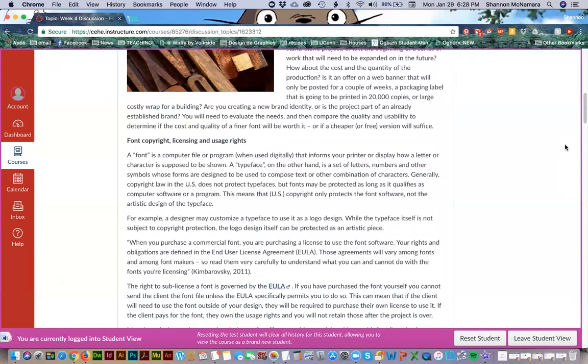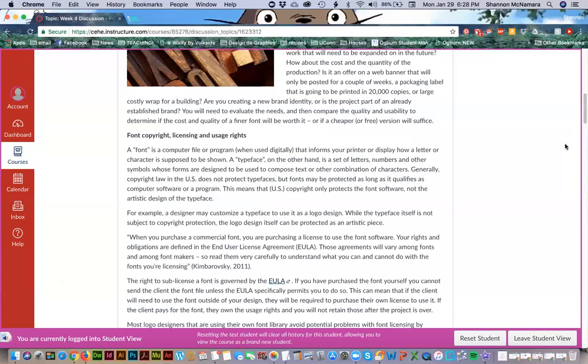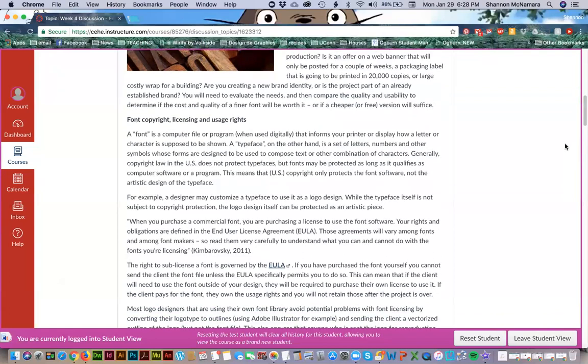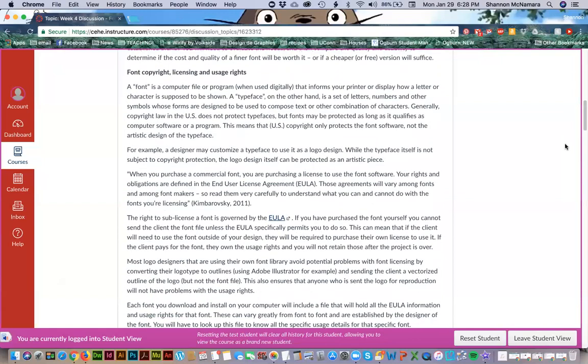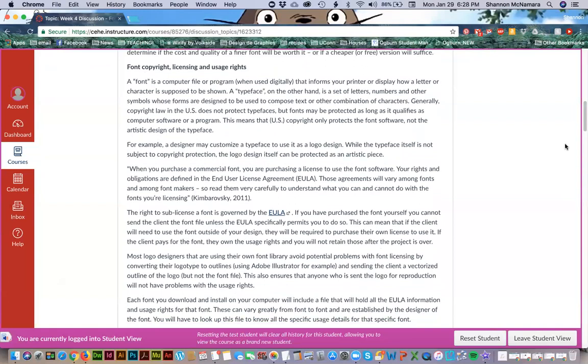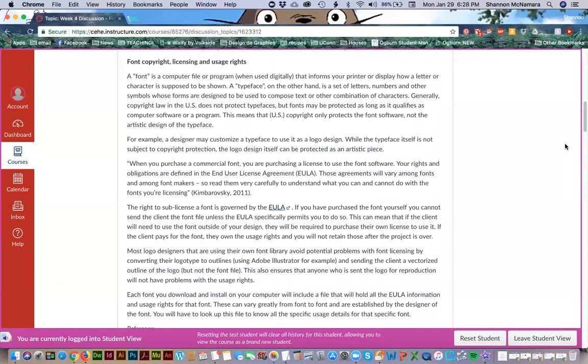So fonts have copyright, licensing, and usage rights. A font is actually a computer file or program when it's used digitally that informs your printer on how to display a letter or character and how it's supposed to be shown. A typeface, on the other hand, is a set of letters, numbers, and other symbols whose forms are designed to be used to compose text or other combinations of characters.